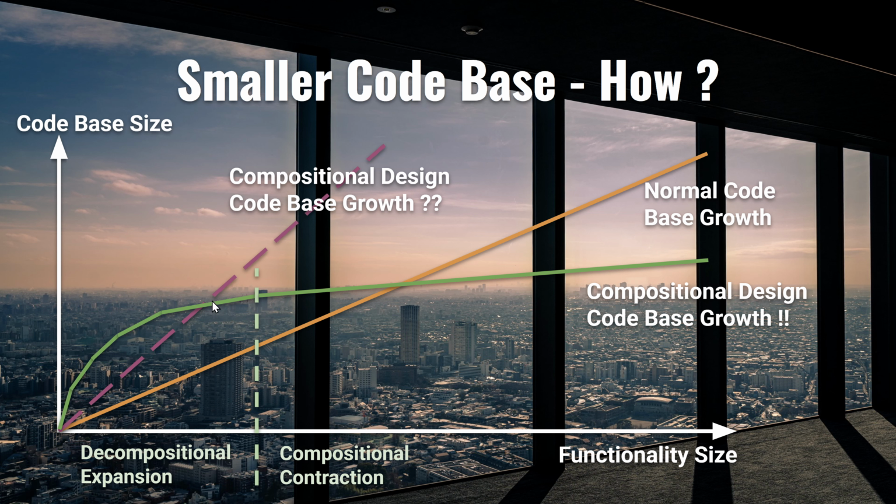However, as your project grows, you will at some point get into the compositional contraction phase, and that is when you start to have more and more benefit of all the classes or functions that you made early in the project, and now your code base evolves with less new code being added as you add new functionality. So it grows slower once you get into the compositional contraction phase.